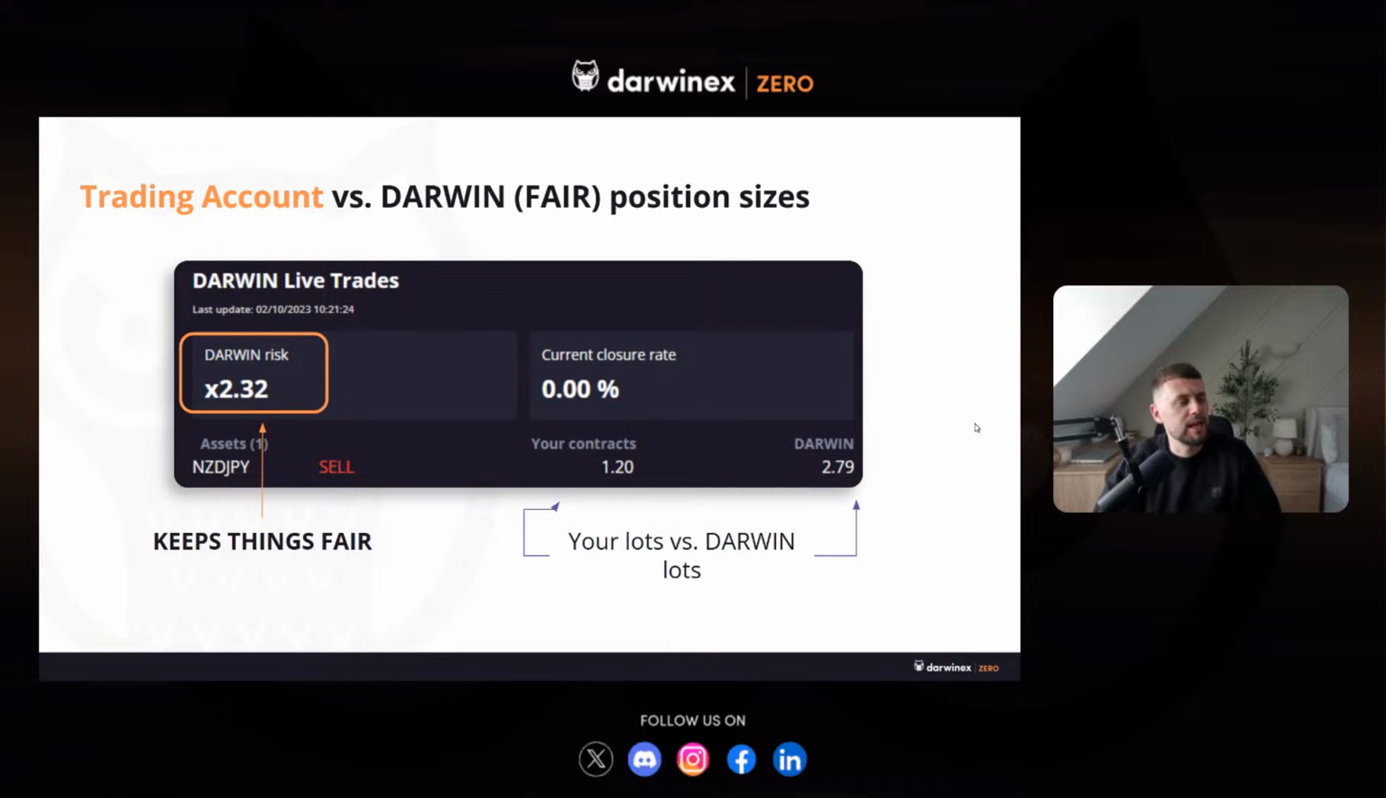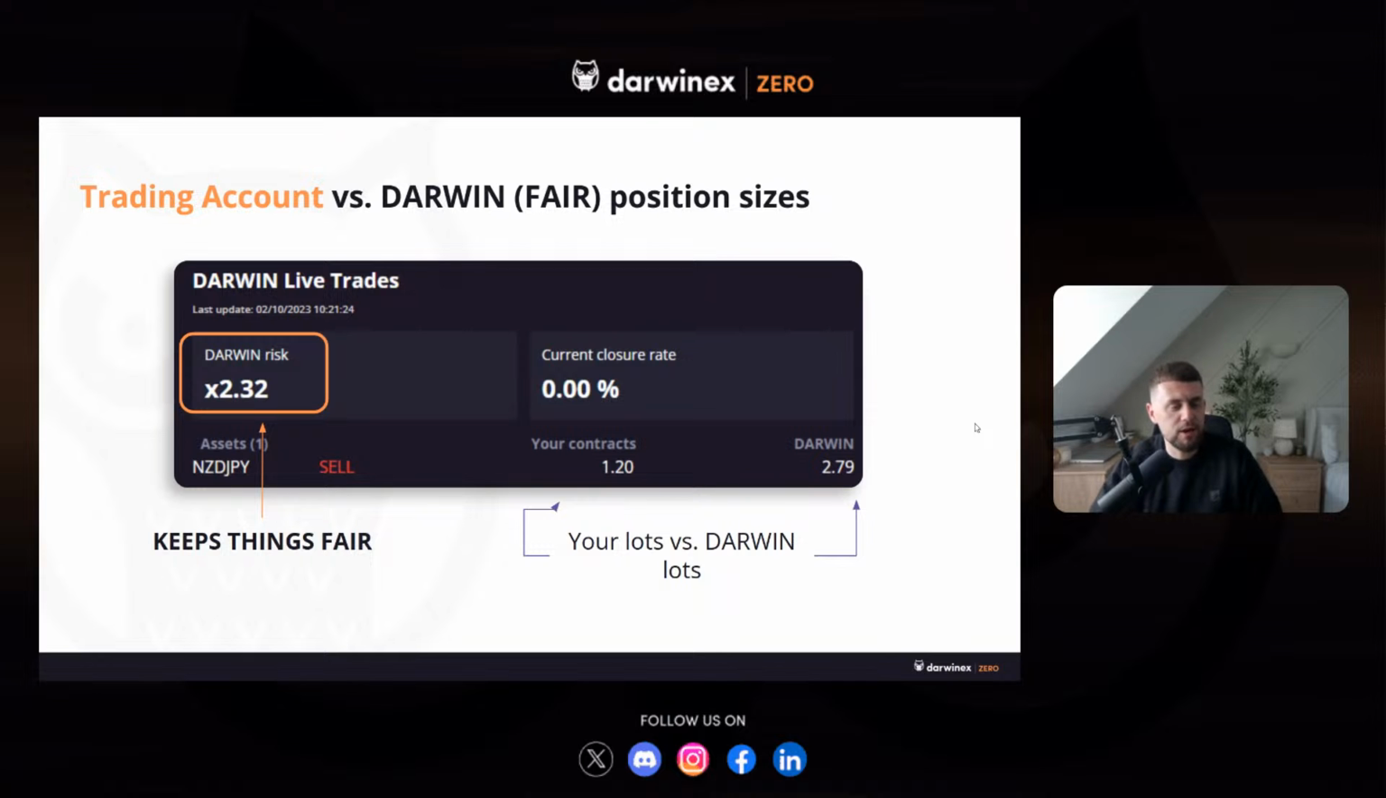You can also see on your own Darwin, your trading account versus Darwin fair position sizes. So this shows your Darwin live trades. It shows you your risk multiplier, which I was just explaining. So you can see that in this example, the Darwin's risk multiplier is 2.32. So that would mean they're probably operating at a value at risk of maybe 3% because they're underneath a 6.5% value at risk, and therefore they're being tuned up.